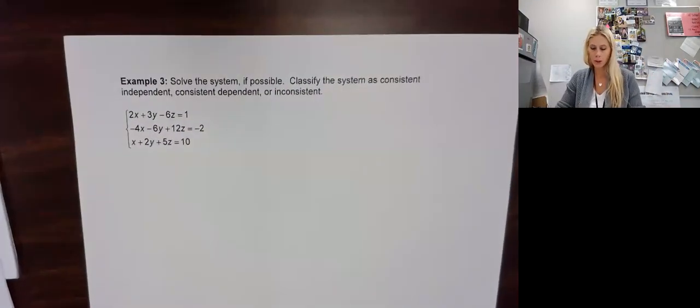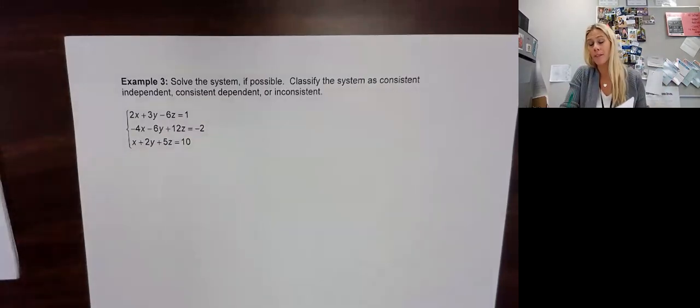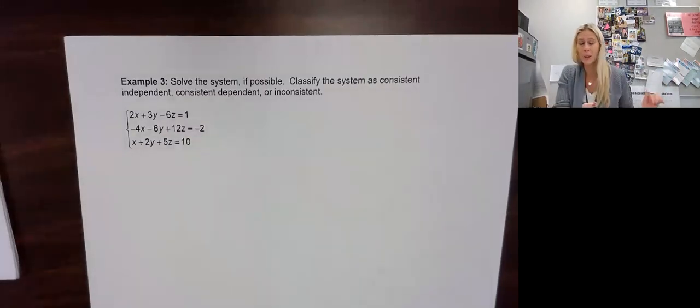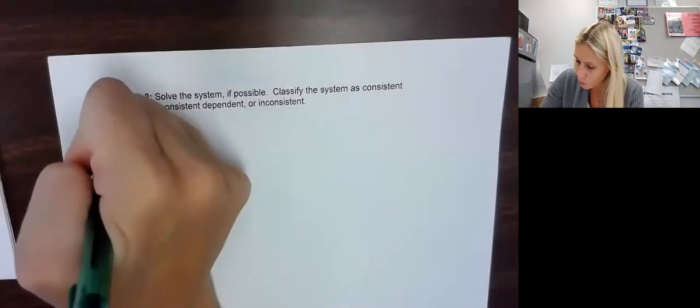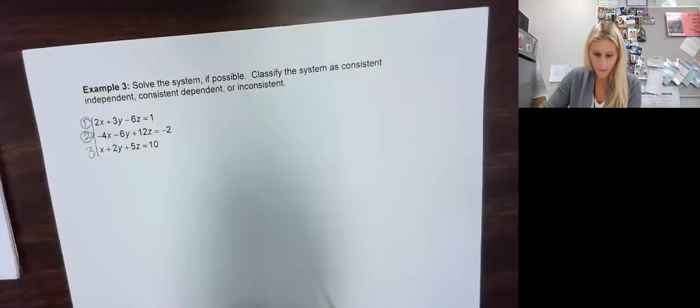All right, let's see where we can get here. Let's try again. Well, I'm guessing we're going to do the third type of system, right? So we had consistent, independent, inconsistent. So I bet you this one's going to be consistent, dependent. Okay. Label those again, 1, 2, and 3.